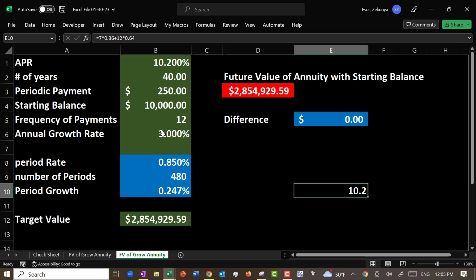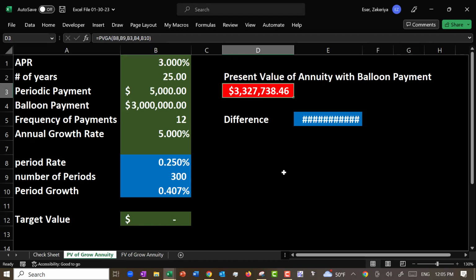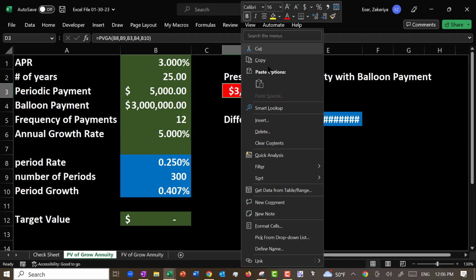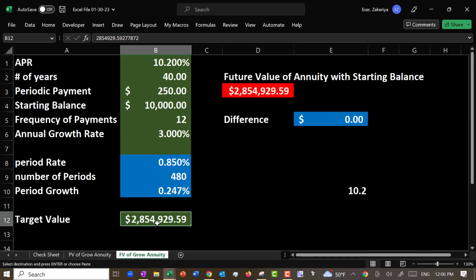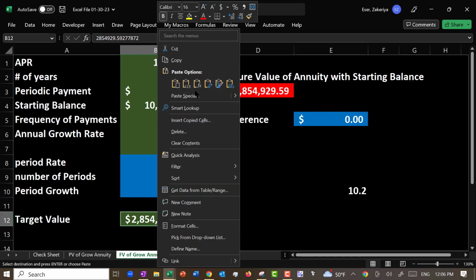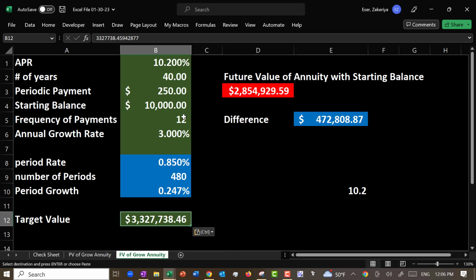All right. Same deal. These are my retirement goals. Start with 5, increase it at 5%, leave 12, I need 3.327. Copy that, go to future value, make that number your target, paste values.